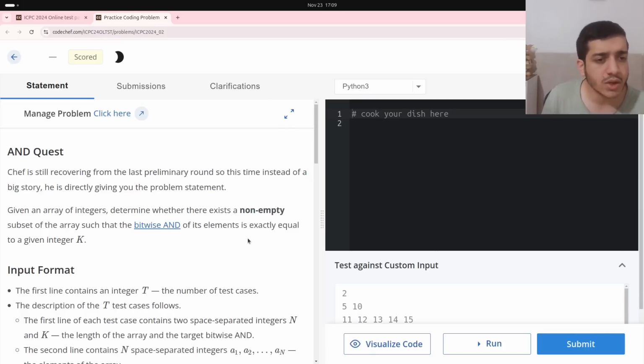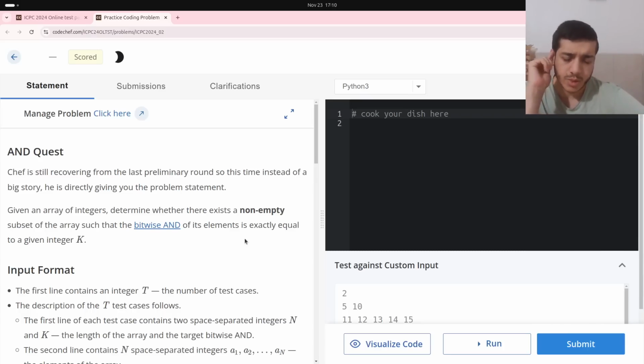They will add another problem very soon, but let's see. Jeff is still recovering from last round, so this time instead of a big story, it directly gives you: given an array of integers, find a non-empty subset whose bitwise AND is exactly equal to a given integer k. Okay, that should be easy. Oh, that's easy.